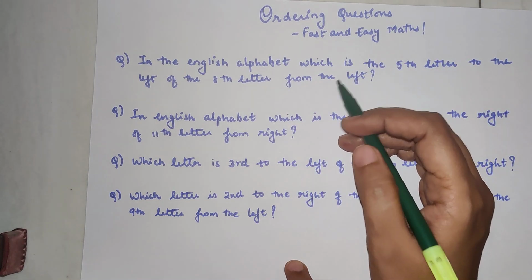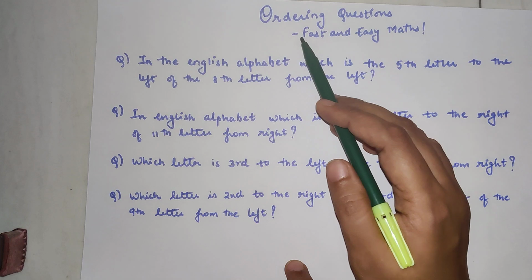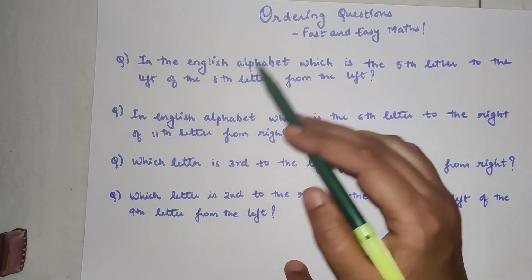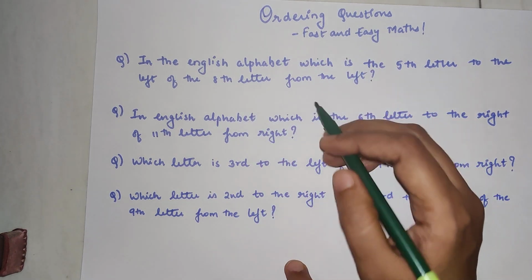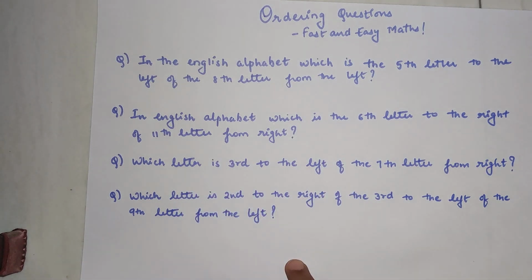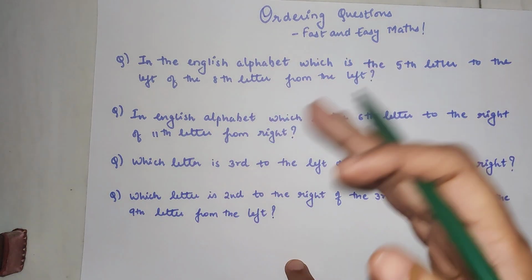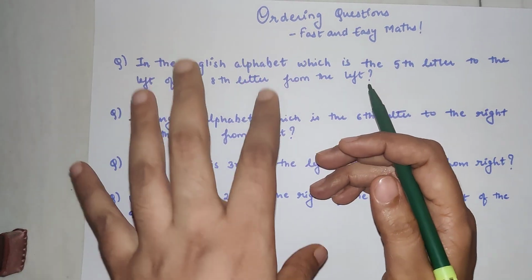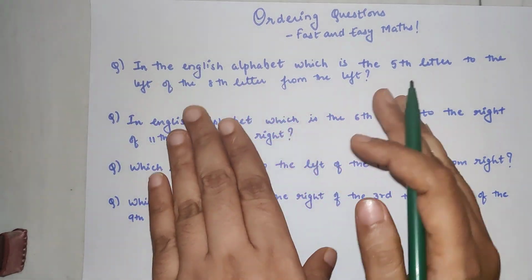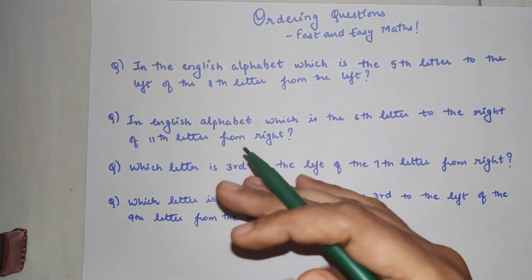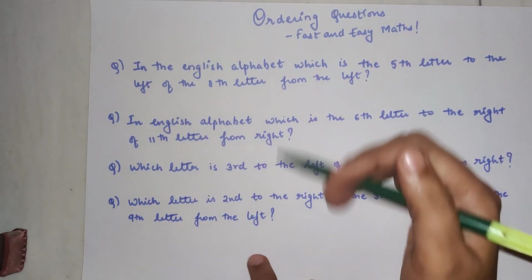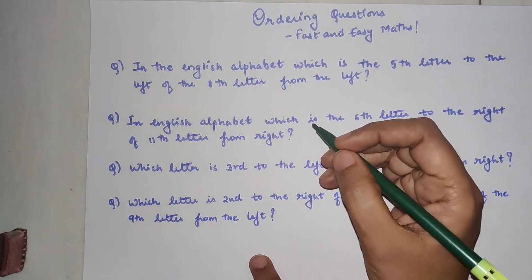Related to mathematics. So students, today we are going to discuss ordering questions related to alphabets. Basically the question will be like, what is the 8th letter to the 4th letter from the left or something like that. For this there are a few ground rules which you need to know. If you know those rules, then you will be able to solve these kinds of questions literally in seconds.